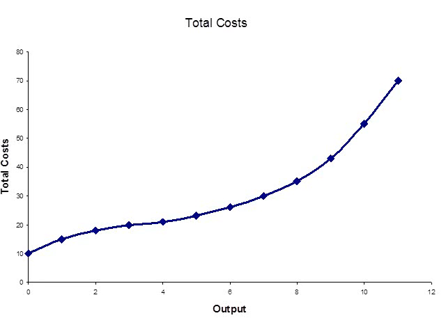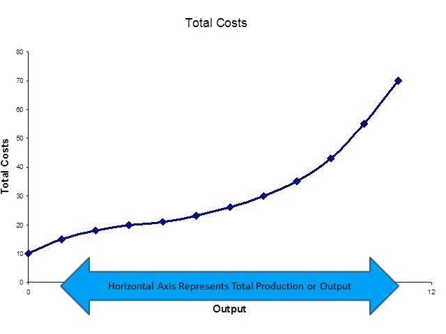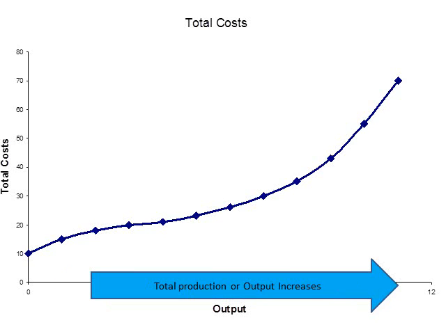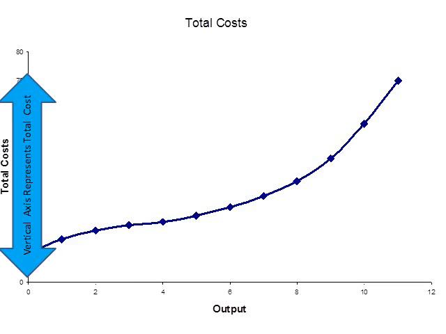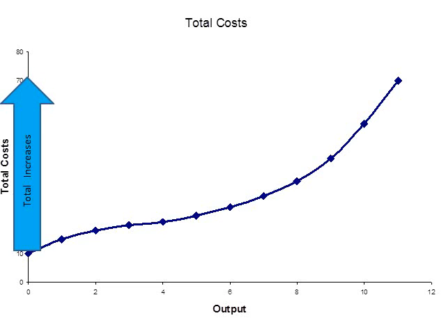Before discussing the particular features of our total cost graph, let's take a minute to understand the structure of the graph. The horizontal or x-axis represents the total production or output of a good. The amount of total production or output increases as we move from left to right. The vertical axis represents total cost. Total cost increases as one moves from the bottom upward.